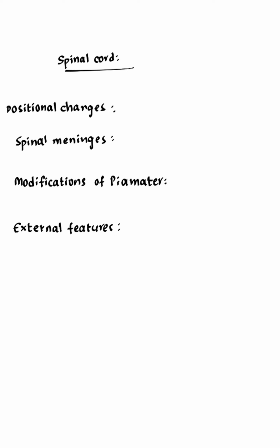Let us now revise the spinal cord. Spinal cord is the lower elongated part of central nervous system. It is cylindrical in shape. It measures about 45 centimeters in males and 42 centimeters in adult females. It weighs about 30 grams. Positional changes: at third month of intrauterine life, length of spinal cord is equal to length of vertebral column. At birth, it ends at L3 vertebra. In adults, it ends at lower border of L1 vertebra.